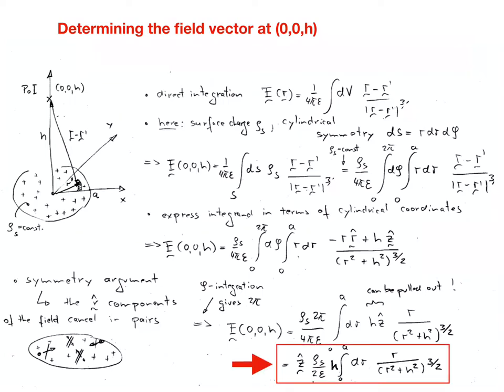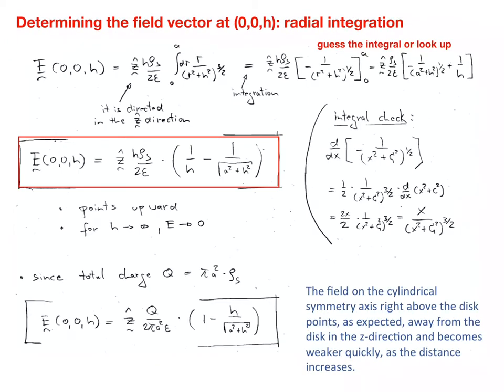The z unit vector and z coordinate h can also be pulled out of the integral. The originally two-dimensional integral has now become a one-dimensional integration with a constant factor, z unit vector, constant charge density divided by 2 epsilon times h in front of the integral, and an integration over r that has the integrand r on r squared plus h squared to the power of 3 on 2. The result of the radial integration from the origin to the radius little a is given in the red box.